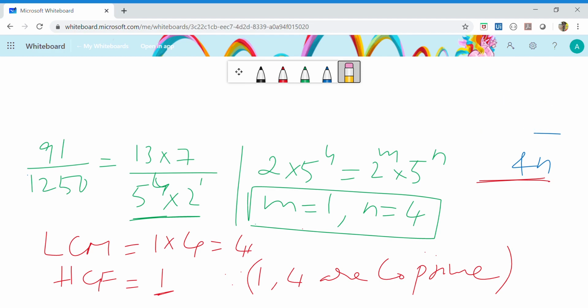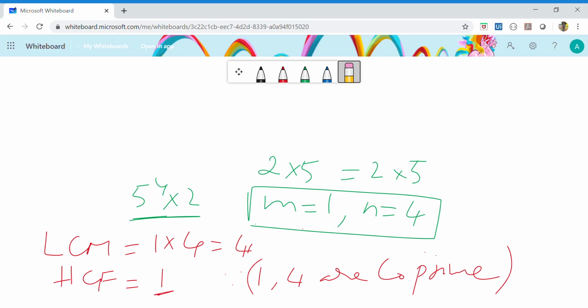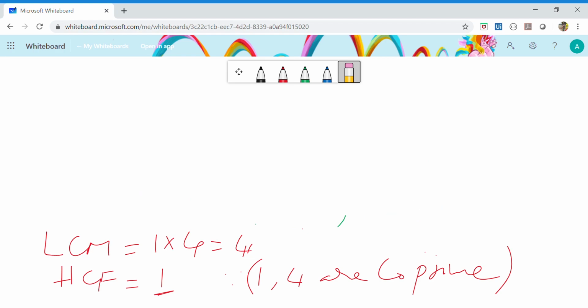How nice the sums are. No? So how they connected: interconnection, intra-connection, chapter to chapter and concept to concept. Next, 10th question.